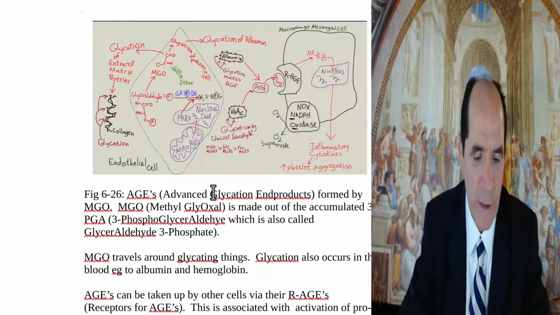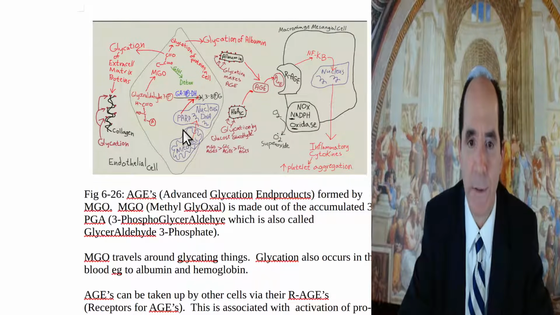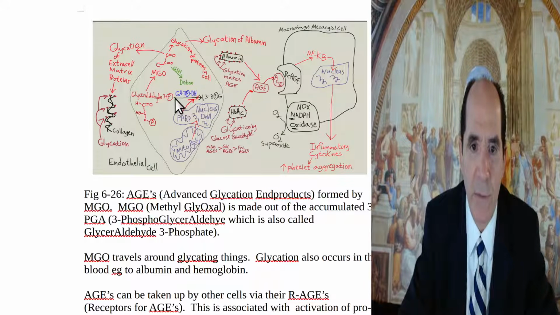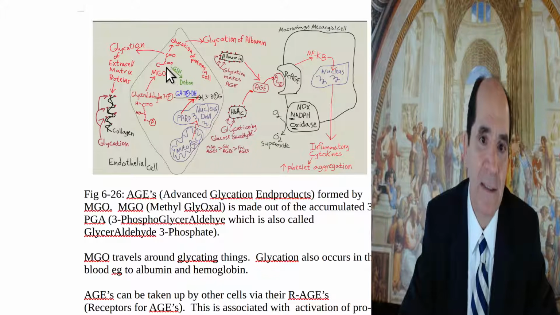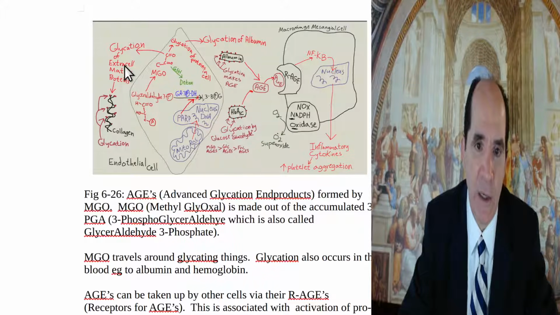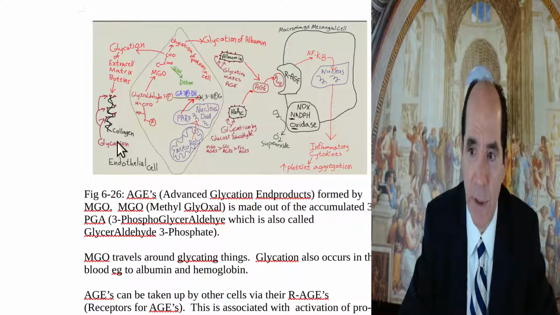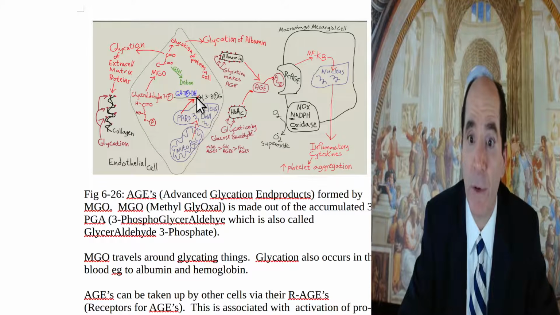Okay, so here's more detail about the advanced glycation end products. Once glyceraldehyde 3-phosphate goes into MGO, it just creates a disaster. MGO glycates proteins inside the cell and damages them in the cell cytoplasm. MGO then passes out into the extracellular space, and it damages proteins there too. It's got 2 ketones on it. It will then glycate things like collagen in the extracellular space. It'll get into the blood and glycate albumin, for example.